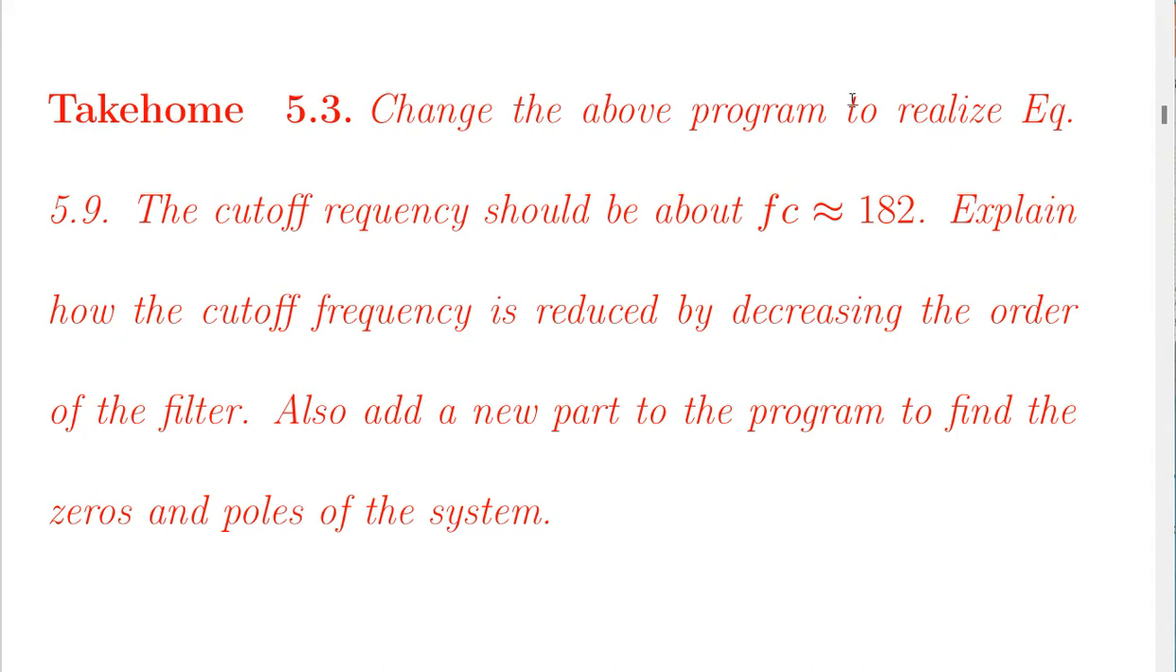Change the above program to realize equation 5.9. The cutoff frequency should be about 182. You see, a decrease in cutoff frequency, a better shaping of the transition region. That's the effect of the degree of the filter. Okay? Please think about it. Explain how the cutoff frequency is reduced by increasing the order of the filter. Also add a new part to the program to find the zeros and poles of the new system. Okay.